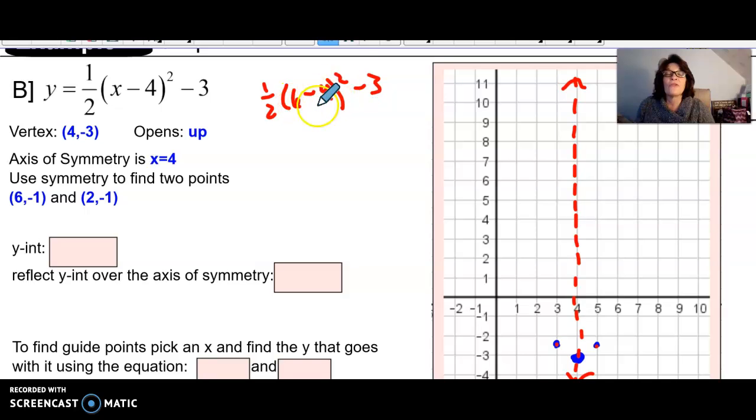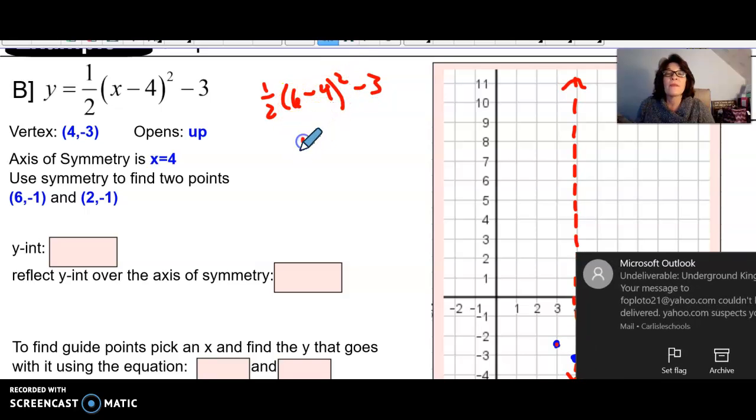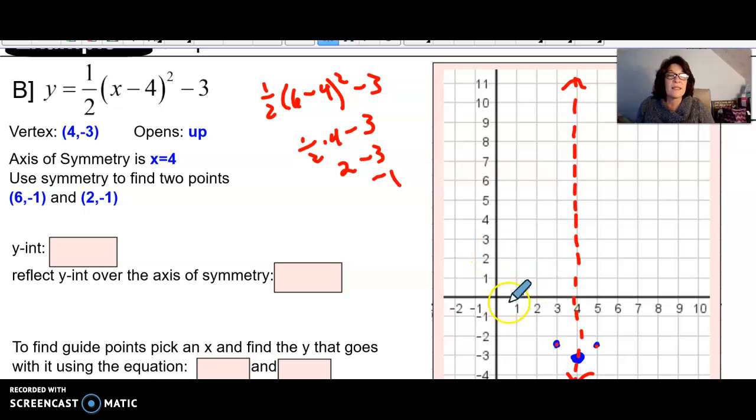6 minus 4 is 2. 2 squared is 4. Half of 4 is 2. 2 minus 3 is -1. So that's where they got (6, -1). Since 6 gave me -1, using symmetry, the same distance across my axis of symmetry will be another spot that gives me -1. So 2 gives me -1 as well. That's nice. If you do a couple points, you get a nicer parabola there, okay?